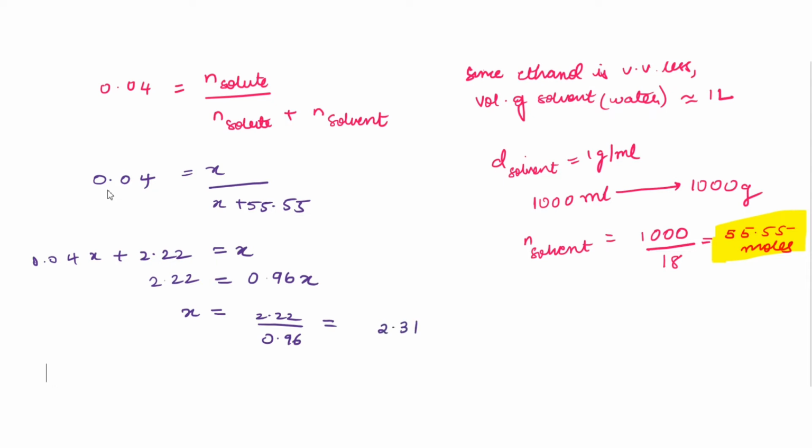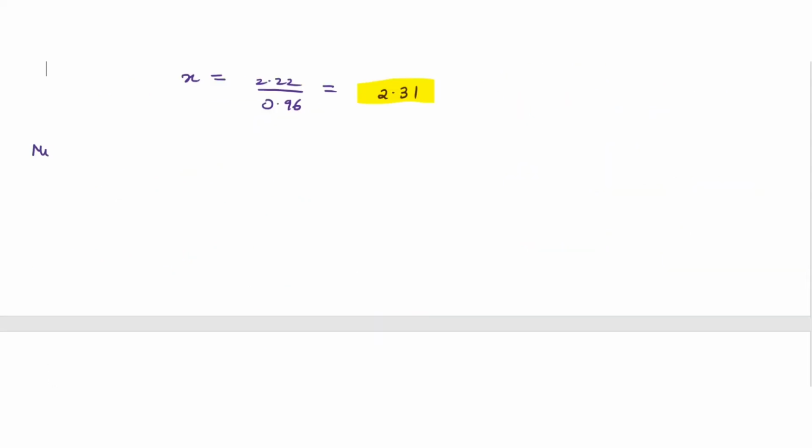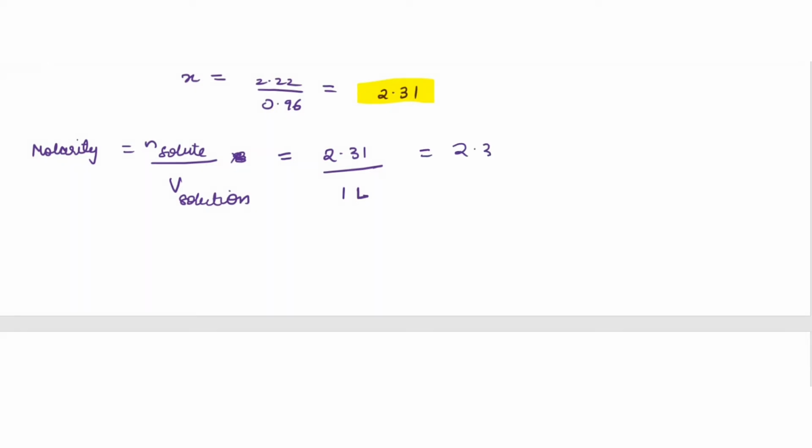2.31 is the answer. So molarity is nothing but number of moles of solute by volume of the solution in liters, which is 2.31 by 1 liter, because you assume that the volume of solution is equal to the volume of the solvent by neglecting the volume of solute. So the final answer becomes 2.31 molar.